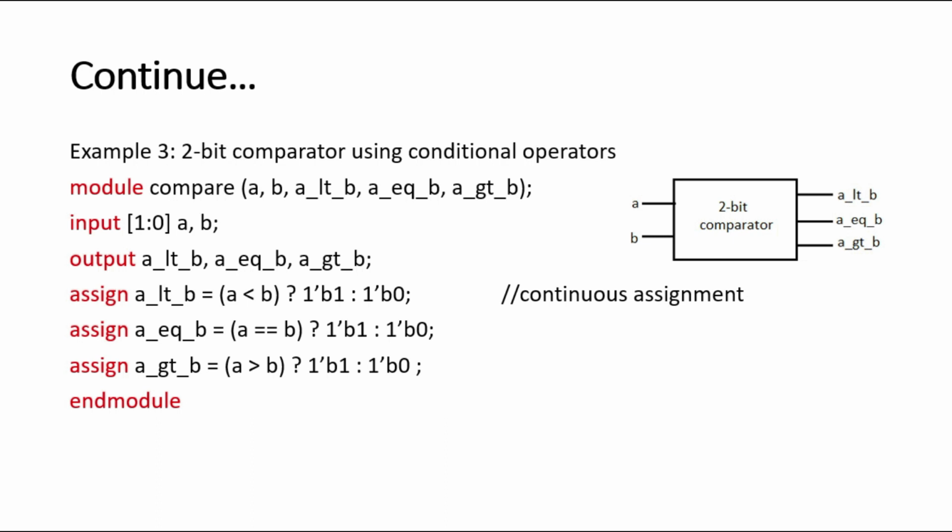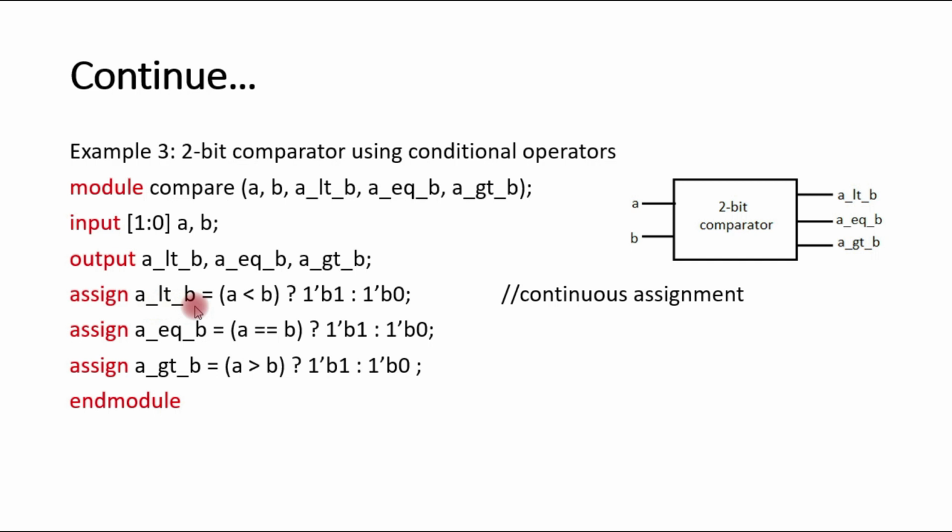Here the same circuit is presented, but we are modeling it using conditional operators. And the Verilog program for the 2-bit comparator circuit using conditional operators is depicted here. Module name and input output terminals. Inputs A and B are both 2-bit numbers. Outputs are A less than B, A equal B, A greater than B. And here we are simply checking whether the conditions are true or not.